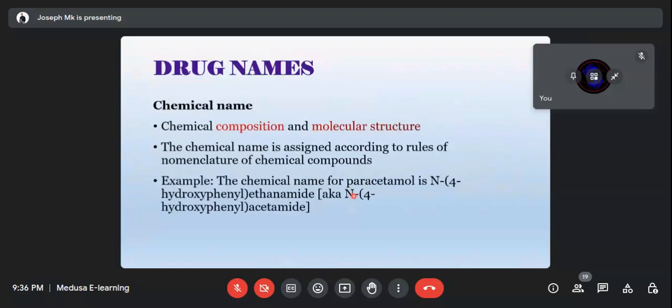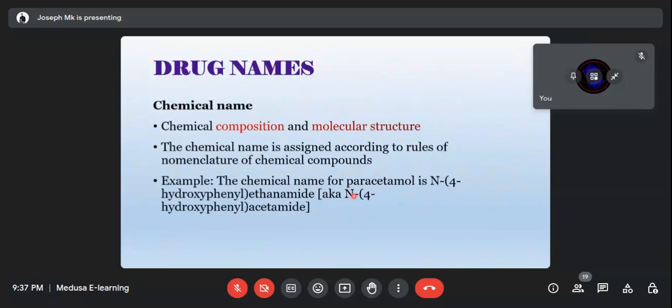We now move to drug names. We've already talked about a drug. We know what a drug is, and once we ingest it, what it does to our body, whether it will have side effects, what they will be, things like that. We've talked about that. So now we need to know the classification of these drugs.